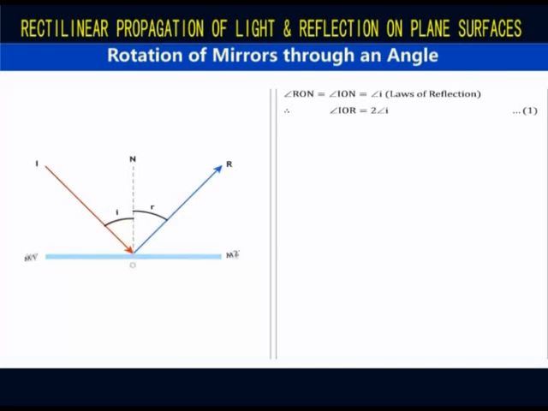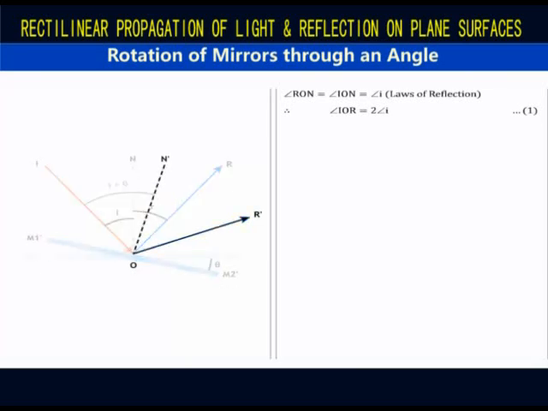Let the mirror be rotated through an angle theta about O, so that M1 M2 prime is the new position of the mirror and ON prime is the new position of the normal. The position of the incident ray remains the same, but the new angle of incidence is ION prime. Angle ION prime is equal to I plus theta. Let OR prime be the reflected ray such that angle N prime OR prime is the new angle of reflection.